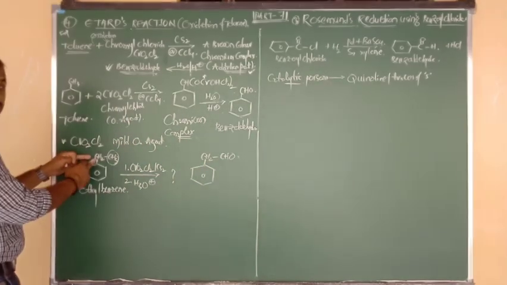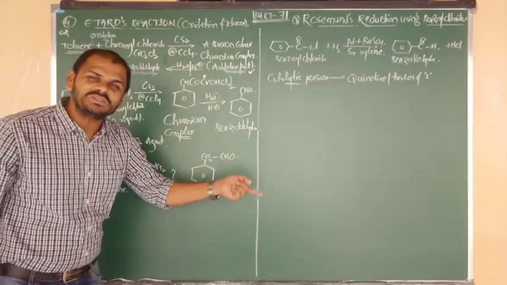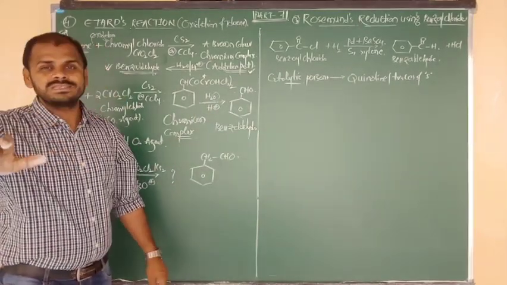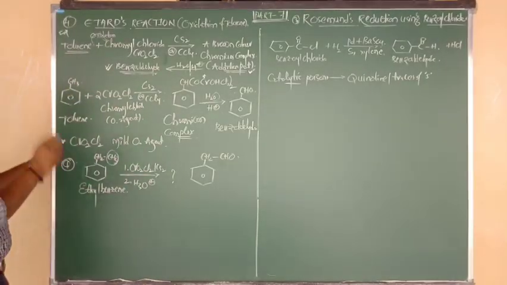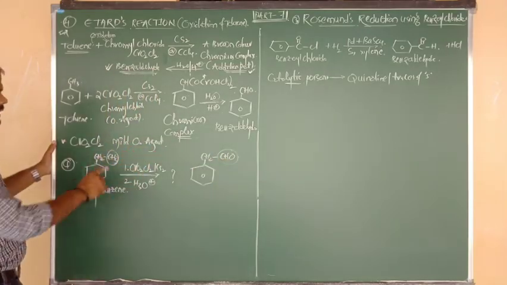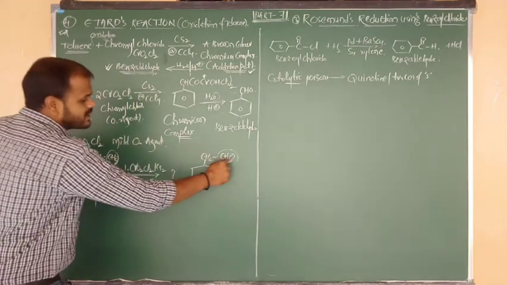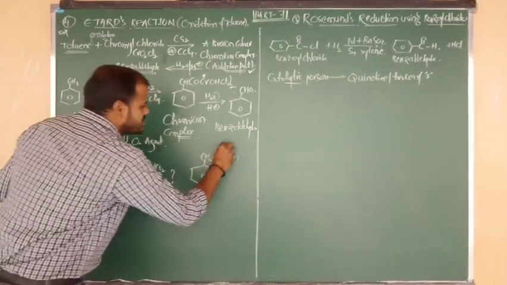First suppose I write here CH2CH2CH3. The answer is CH2CH2CHO. The terminal carbon should be oxidized to the CHO group. That is the importance of CrO2Cl2. Focus on this: CH3 changes into CHO. The terminal carbon of the chain is oxidized into the CHO group. This is the importance of CrO2Cl2. So this is the functional group.